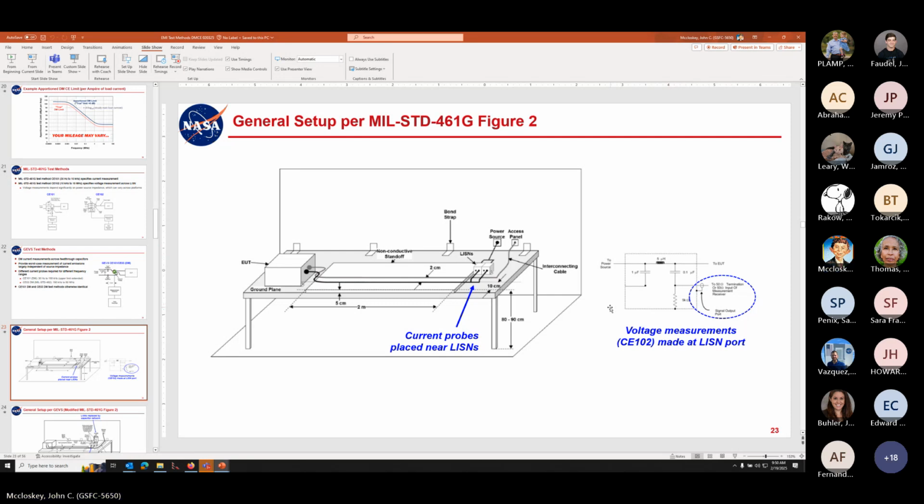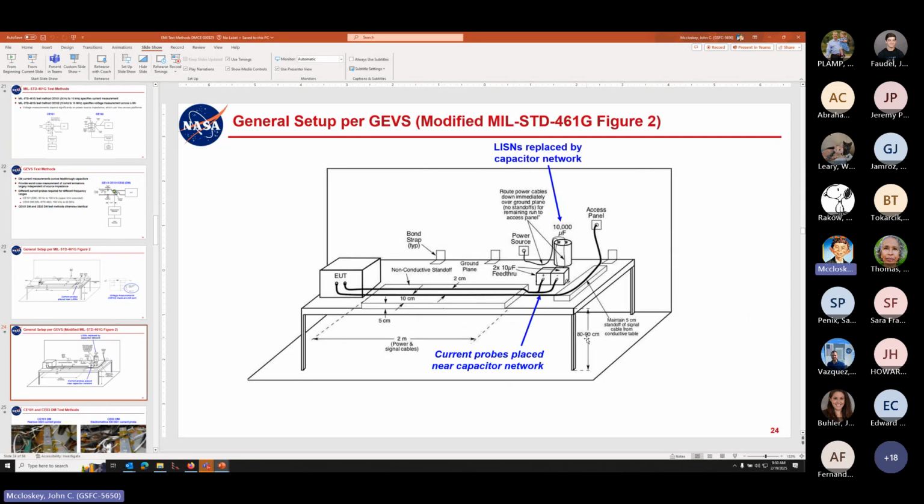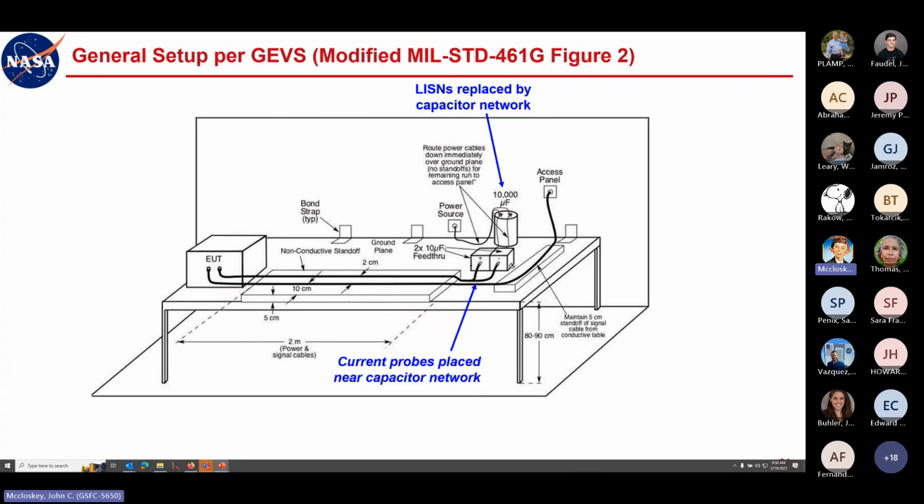So, hey, that's as much as I want to say about LISNs here. Okay. Besides the capacitor network. So the general setup for GEVs shows the capacitor network replacing the LISNs. We'll place the current probes near the capacitor network.